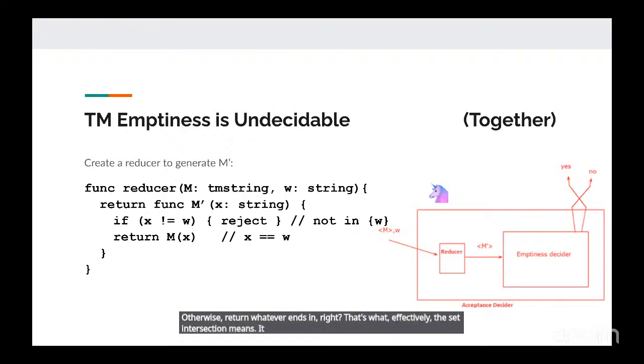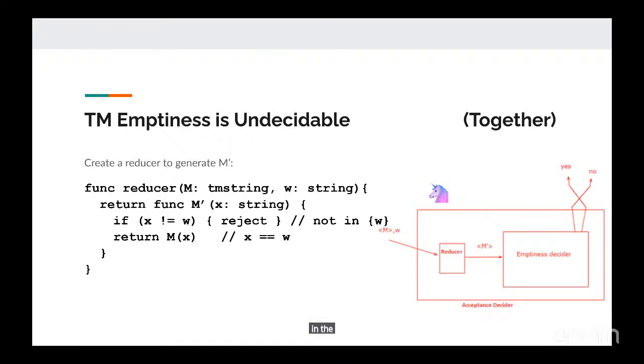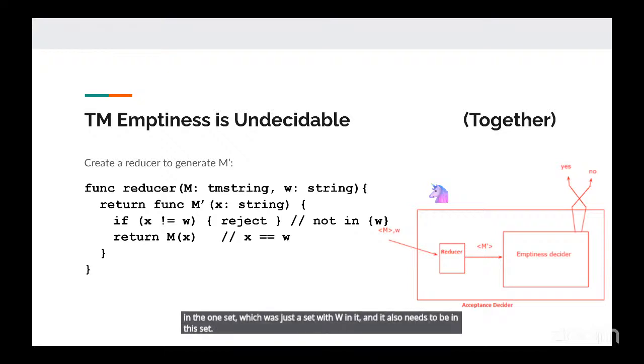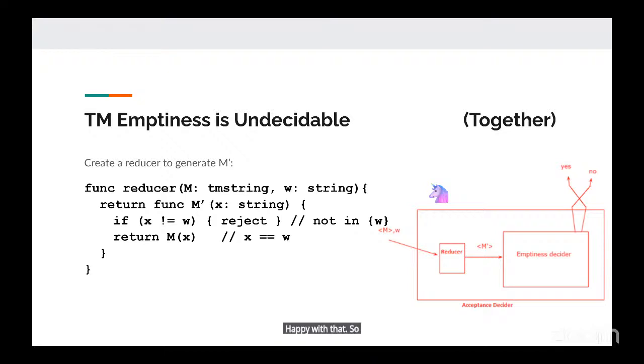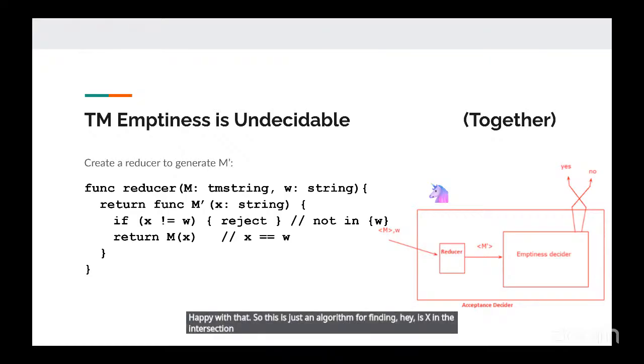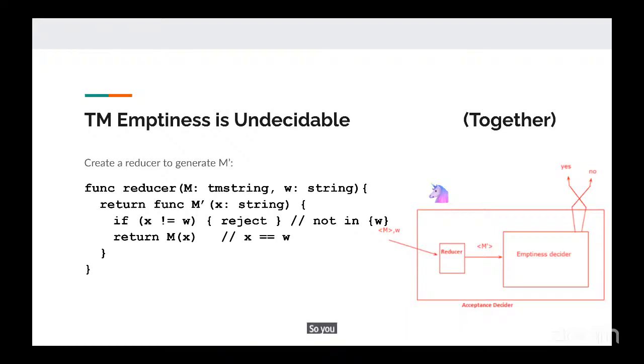It needs to be in the one set, which was just the set with W in it, and it also needs to be in this set. Happy with that? So this is just an algorithm for finding, hey, is X in the intersection of the set with just W in it, which is what this checks, right? Is it in that part? And if it is, it also needs to be in the other one, because that's how intersection works. So you just say, okay, yeah, return whatever X said. We're going to execute that.